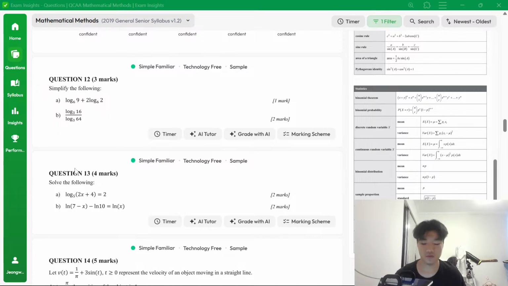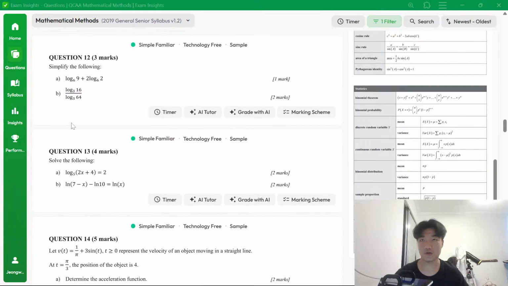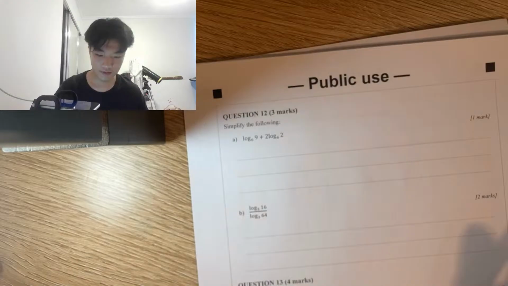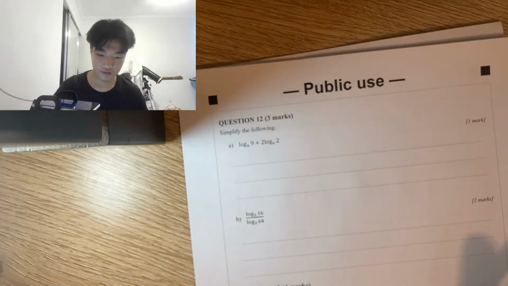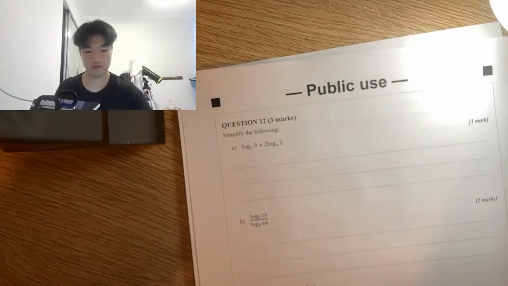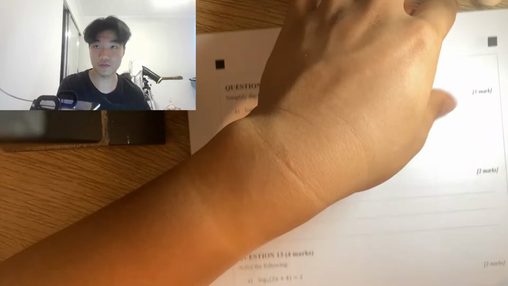Any exam, to be honest. Yeah. Okay. Question 12. Okay, 3 marks. Should be very, very simple, very easy. I'll try and move this light so that it's actually, okay, this light should hopefully work.